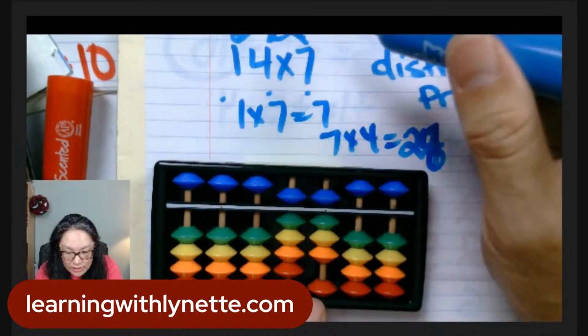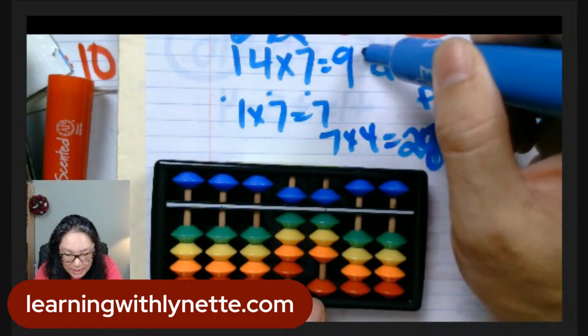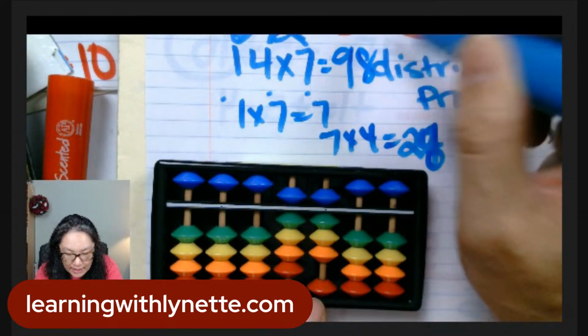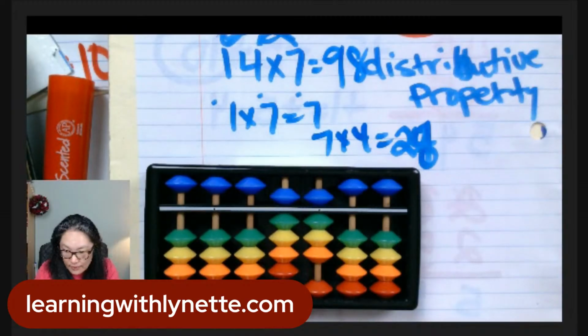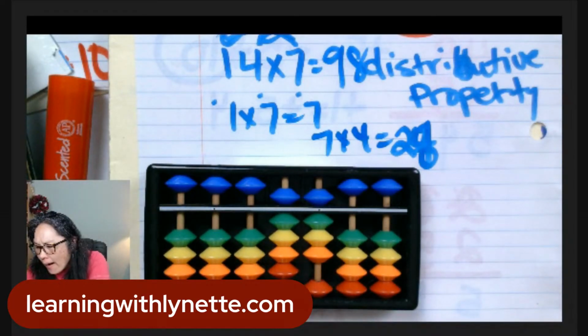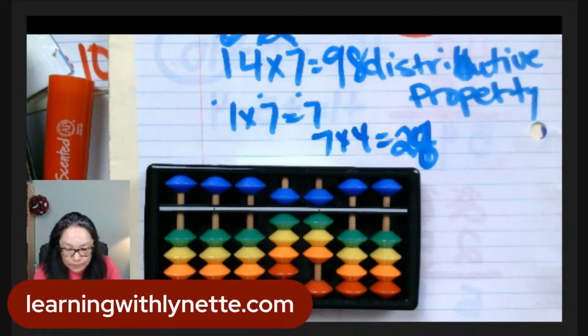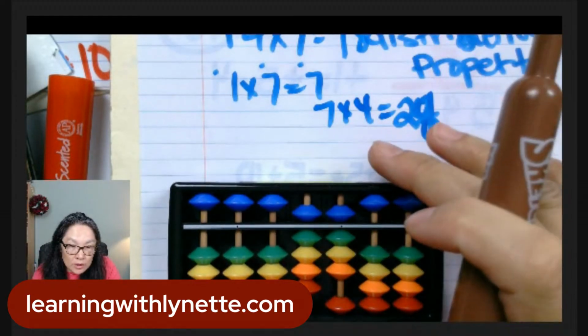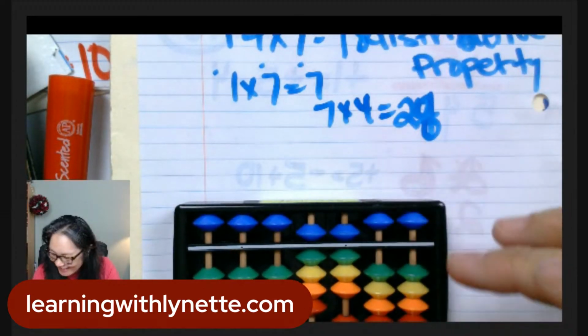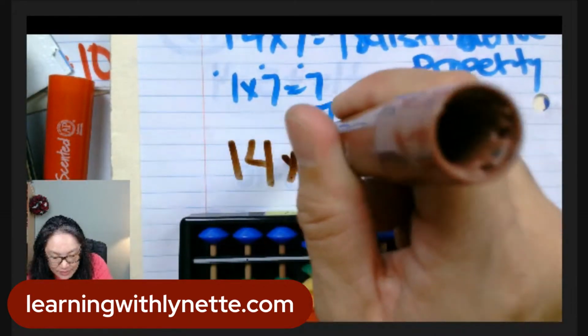So this answer is 98. That's the answer. Eve, did that make sense? No. Okay, that's okay. Let's do another one. Okay, we'll do this one: 14 times 6.